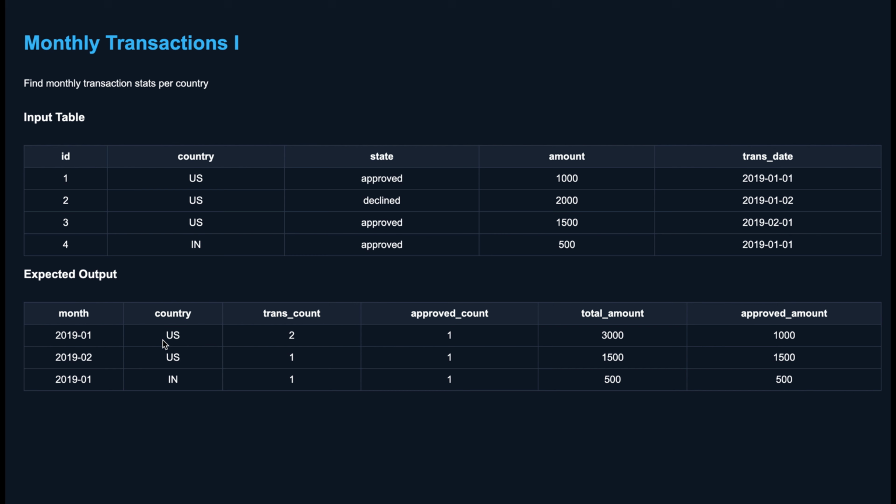So specifically, for each month and country, we need to find the total number of transactions, number of approved transactions, total transaction amount, and the total amount of approved transactions, right? Over here you can see the input table and the expected output. Now maybe let's break this down step by step.